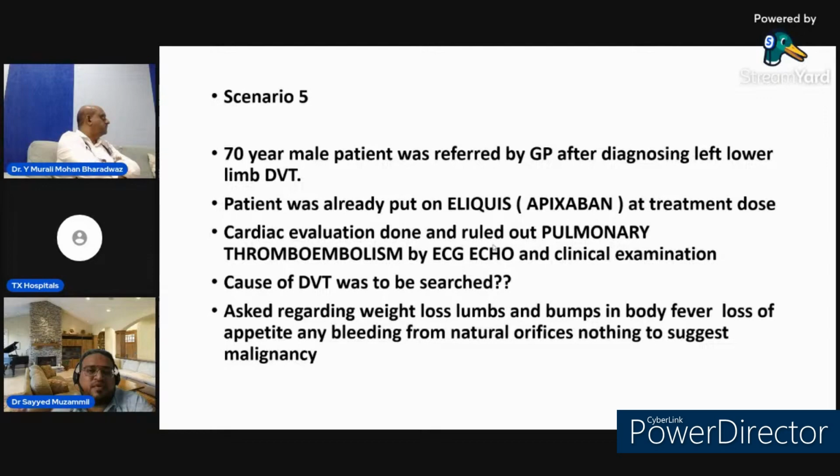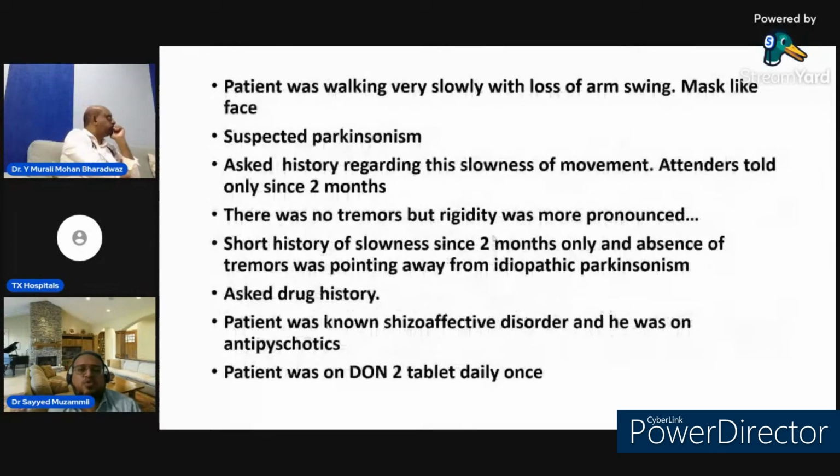Asking questions regarding malignancy: is there any weight loss? Any lumps and bumps in the body? Any unexplained fever? Any loss of appetite? Any bleeding from natural orifices? But there was nothing to suggest malignancy. But I noted that the patient was walking unusually slowly, and there was loss of arm swing on both arms, and his face was mask-like. So I suspected, is this patient having Parkinsonism?